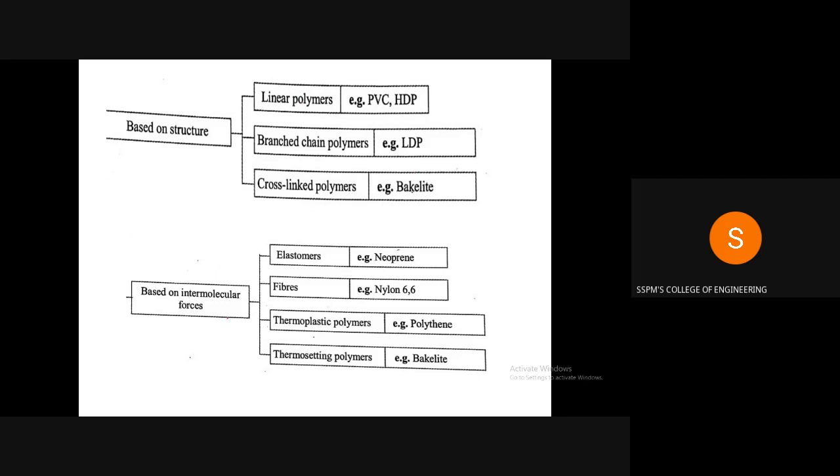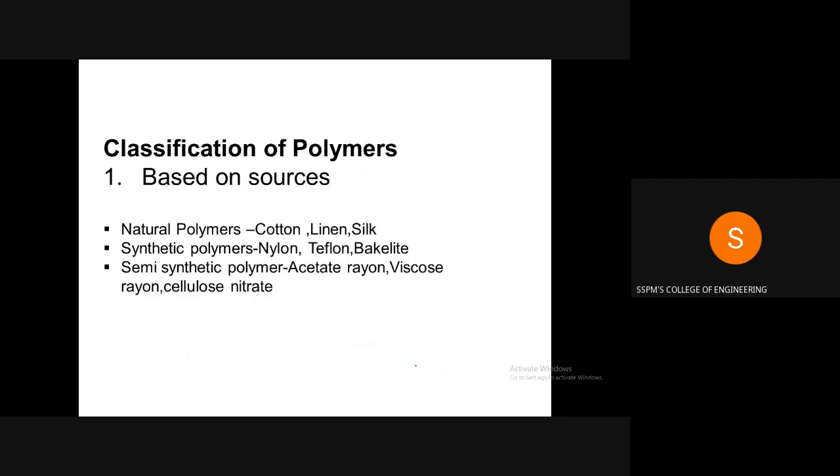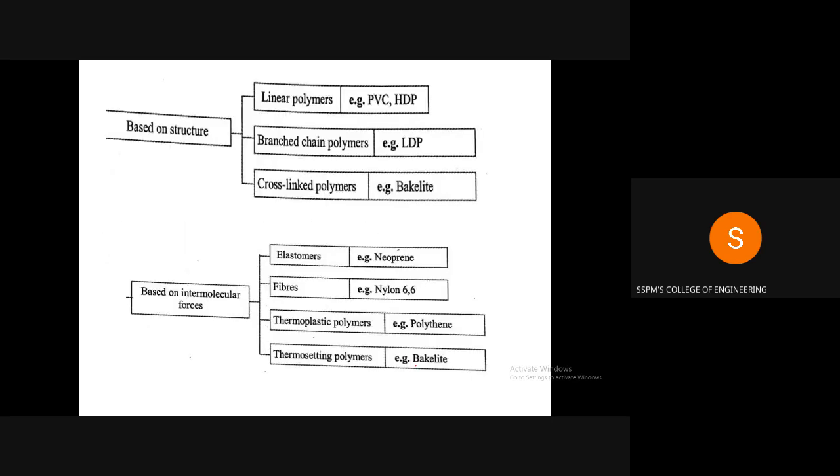You can remember the examples of this because they asked the question. It is a very straightforward question. Which of the following is a branched chain polymer? Which of the following is a cross-link polymer? Then fibers: nylon 66 is a fiber. Then thermoplastic polymers, that is polyethene. Ethene is converted into polyethene. Many units of ethene are polymerized to form polyethene. Then thermosetting polymers, that is bakelite. So bakelite is a cross-link polymer also, thermosetting. You can see where this repeated example occurred: bakelite is a synthetic polymer, a cross-link polymer as well as a thermosetting polymer.